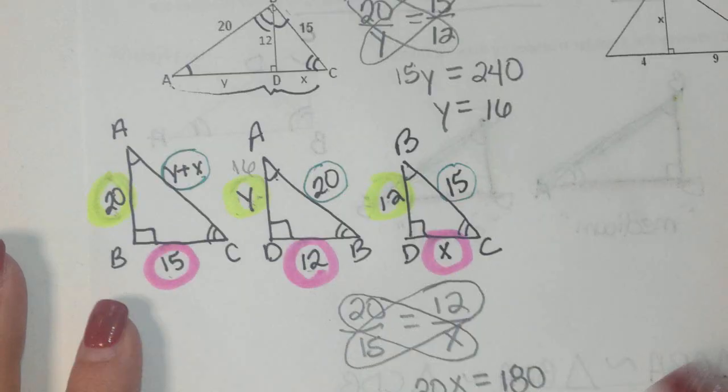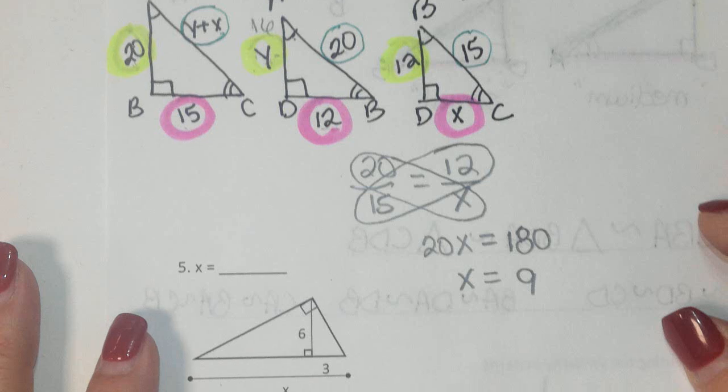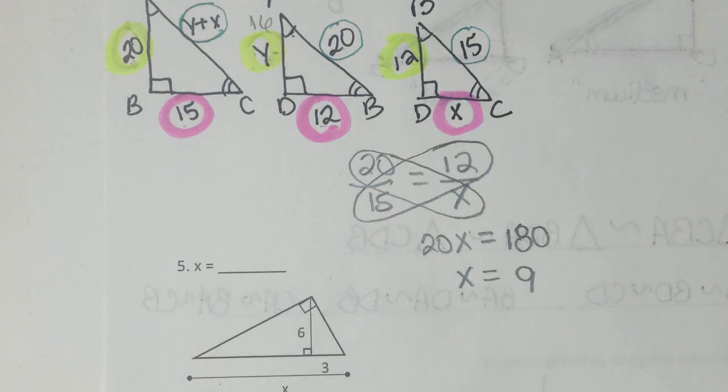This one had a little bit more work involved to it because we had two different variables. But never write a proportion with two different variables in it. You will get lost.